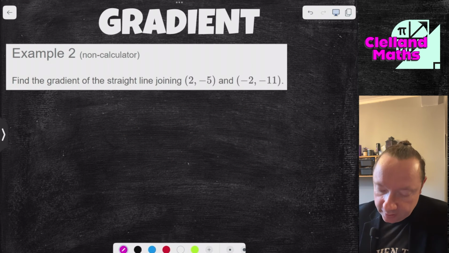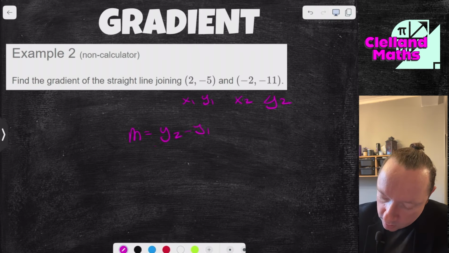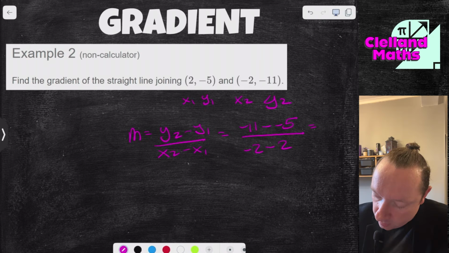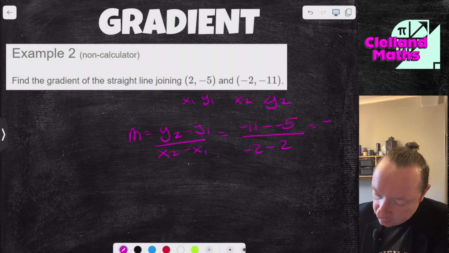Example 2 for gradient, find the gradient of a straight line joining these points. So we've got x1 and y1. I always just call the first one and the second one like this. I write our gradient formula, y2 minus y1, x2 minus x1. So I've got y2's minus 11, minus, then y1's minus 5, x2's minus 2, minus x1 is 2. So I've got minus 11, add 5, so minus 10, 9, 8, 7, 6. Minus 2, take away 2 is minus 4.